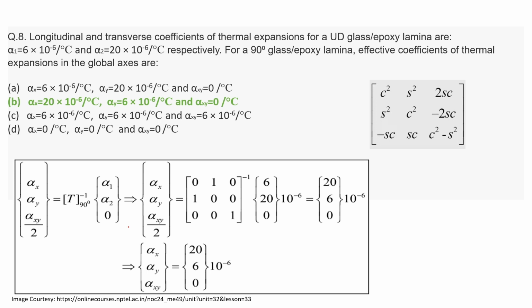So we will use the transformation matrix. So this is the transformation matrix. Then we will multiply the transformation matrix with alpha 1, alpha 2 and considering the last one as 0, because the expansion will be in the 1 and 2 directions, that is longitudinal and transverse direction, that is given to us, and in the shear direction it is taken as 0. When we multiply it with the transformation matrix, we will get the values in the global axis, and that's what they have asked in this question. So this is a direct question, we just have to transform it from principal axis to global axis.